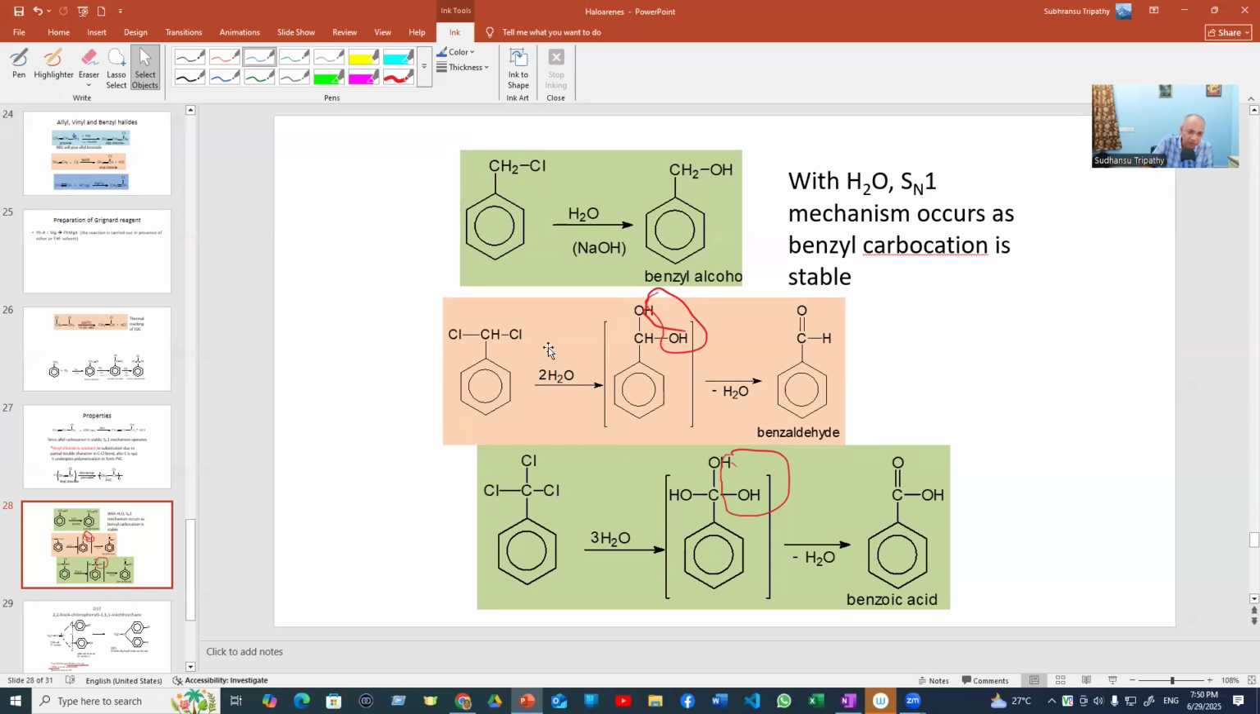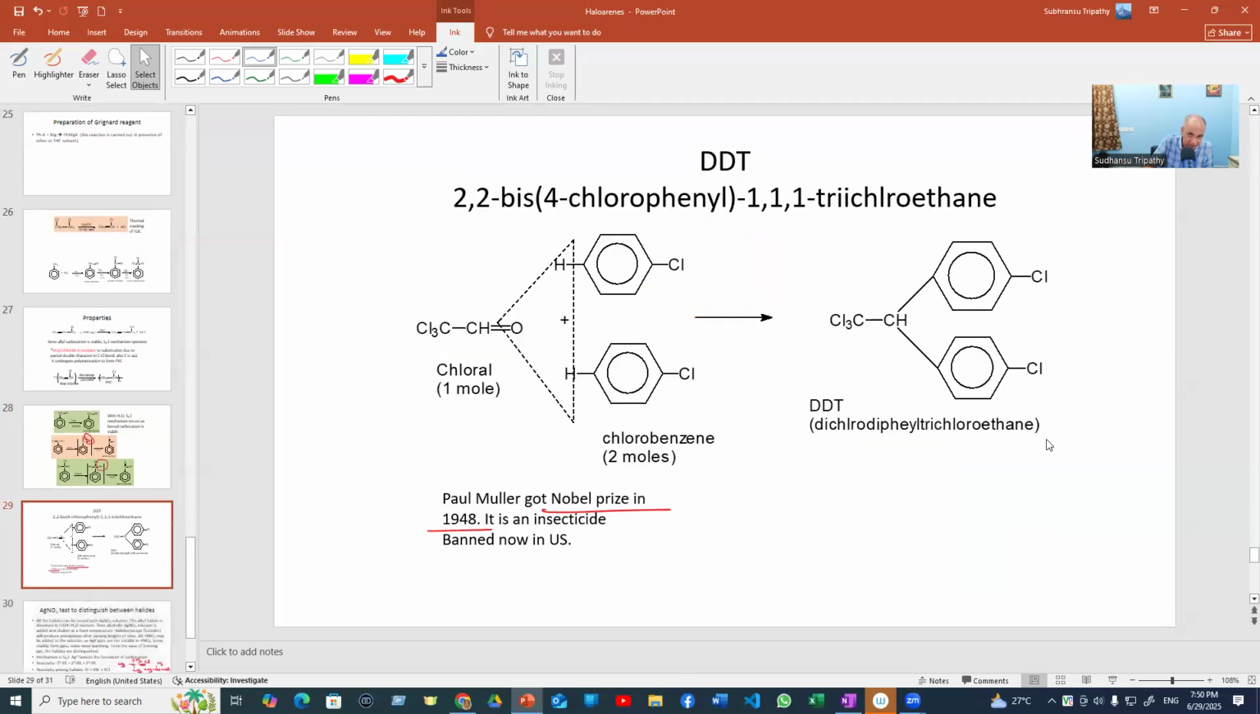If you take benzal chloride and add water, the geminal diol is unstable, a molecule of water is eliminated immediately, and you get benzaldehyde. If you take benzotrichloride and add water, the geminal triol is also unstable. It readily eliminates a molecule of water to give you benzoic acid.